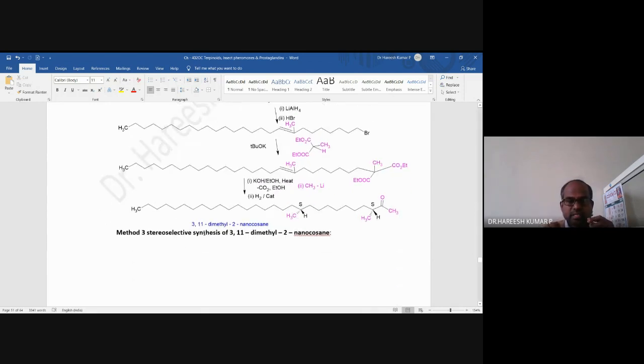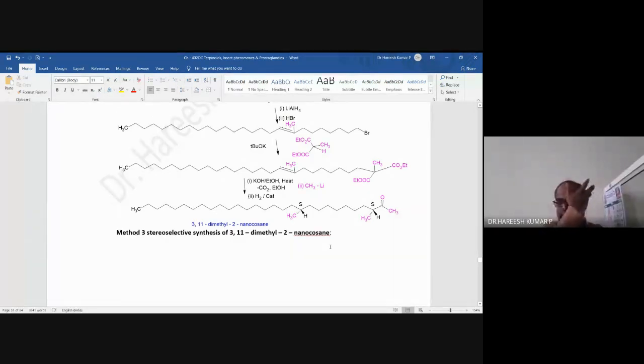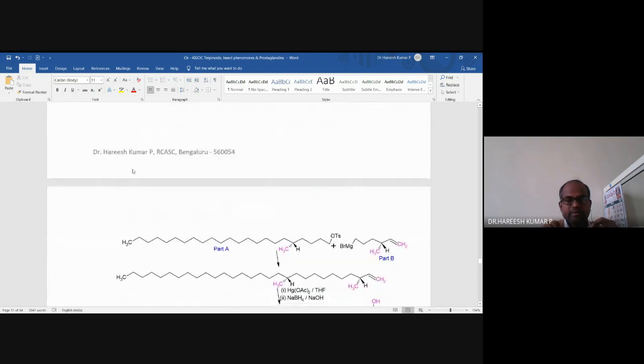The third method is called stereoselective synthesis of 3,11 dimethyl nanocosane. Why we are giving stereoselective synthesis of nanocosane? Because sometimes the examiner will ask you, more particularly, to give the method of stereoselective synthesis of nanocosane or grandisol or bambicol or multistriatin. So you will be asked, that is the reason I am also giving stereoselective methods of synthesis of insect pheromones.